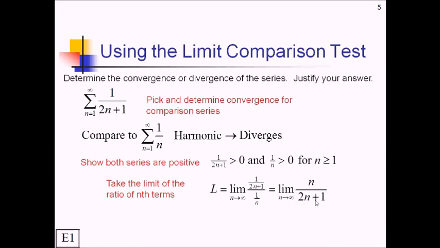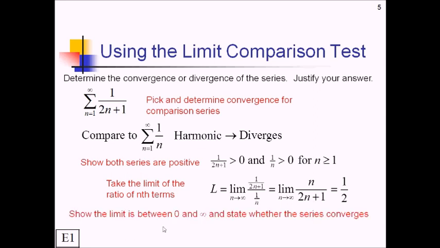As n goes to infinity, we can ignore this plus 1 now, so we just have n over 2n, which reduces to 1/2. The last bit of this is that we have to show that our limit that we just found, and notice that I said let L equal all this, so now I can refer to this just by L.